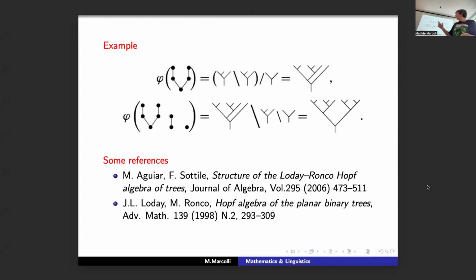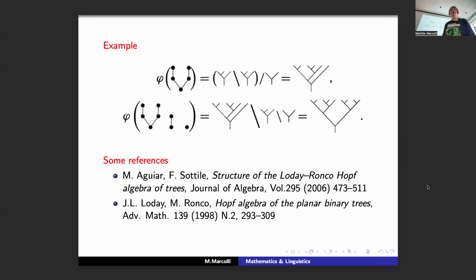So this is an example of how this goes. For example, this is where they respectively go. Yes. I was just wondering, is this map specific to Loday-Ronco, or is it a more general result that any Hopf algebra with some properties has a map from Connes-Kreimer? No, I don't think so, because this is very much built by hand to actually match this product and coproduct.